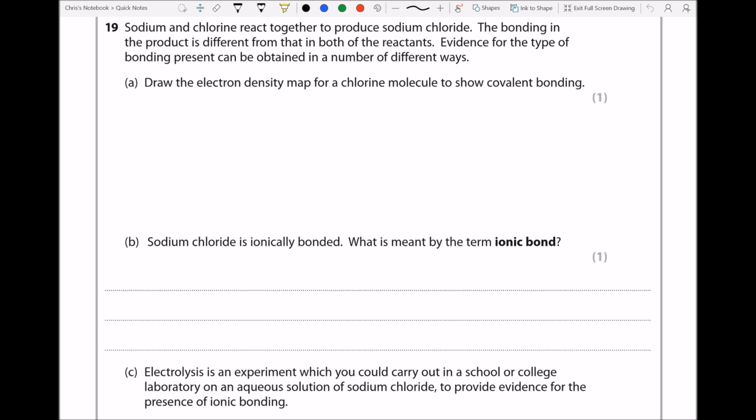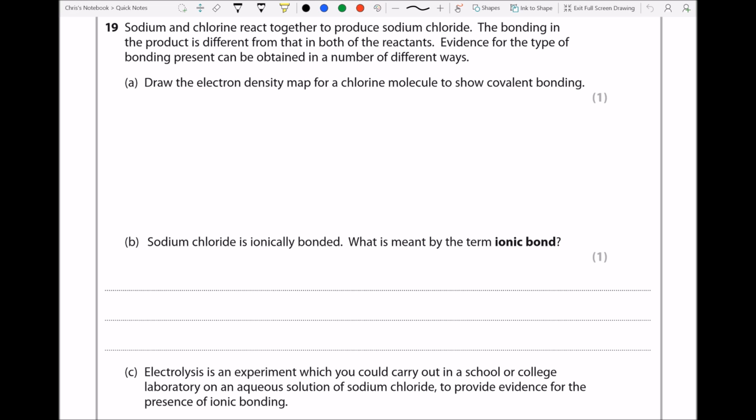Okay, so we'll start with A. Draw the electron density map for a chlorine molecule to show covalent bonding. Right, electron density maps mean you're basically just showing where the electrons are and how they're distributed. Now, chlorine is a non-polar molecule, so we're going to get this even distribution. We've got to show obviously where the electrons are located.